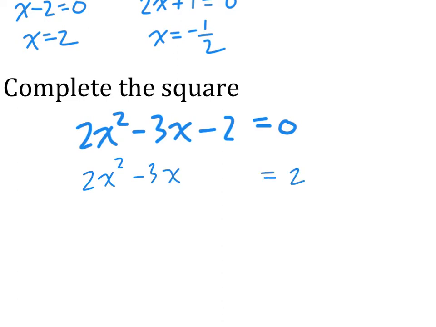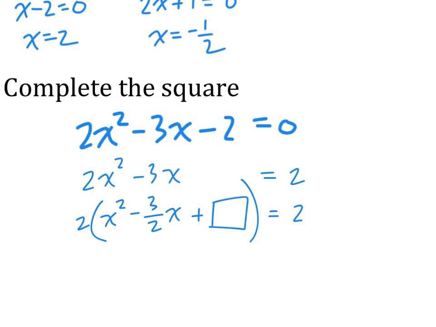And we cannot have a leading coefficient, so I'm going to take the 2 out. But if I take 2 out, I have to take 2 out of every term. So then I have x squared minus 3 over 2 x. Now I'm going to complete the square, so I'm going to add a magic number there. And whatever I do to one side, I have to do to the other side.